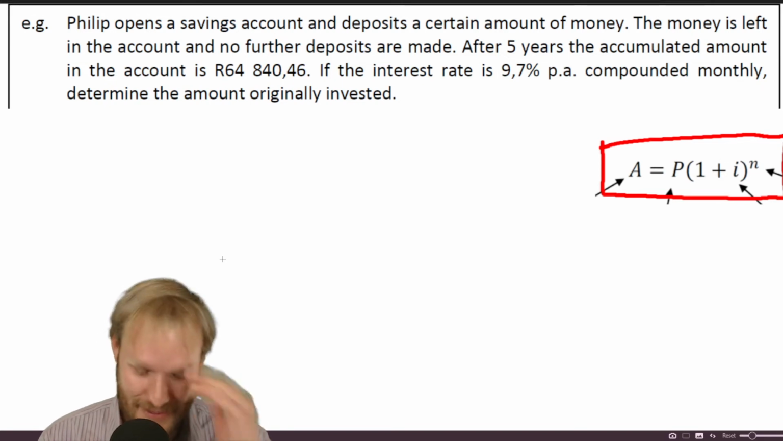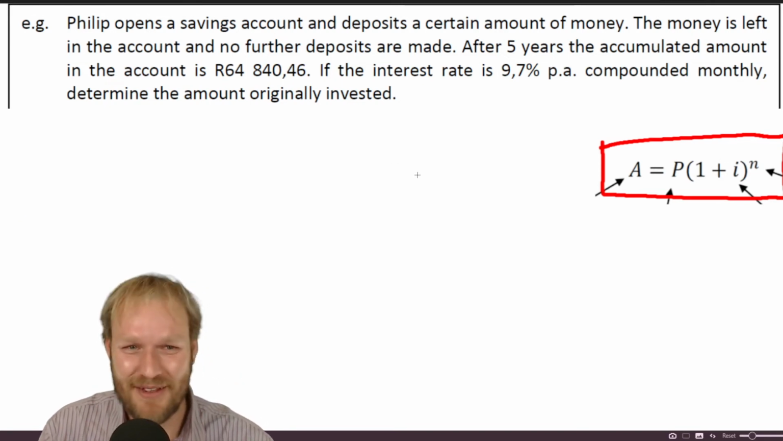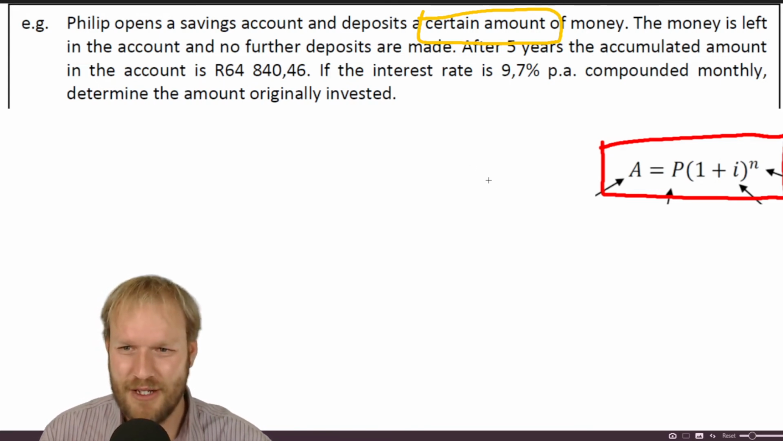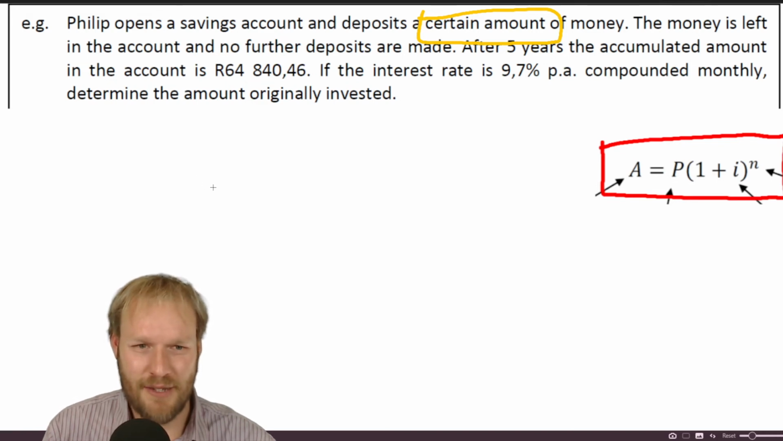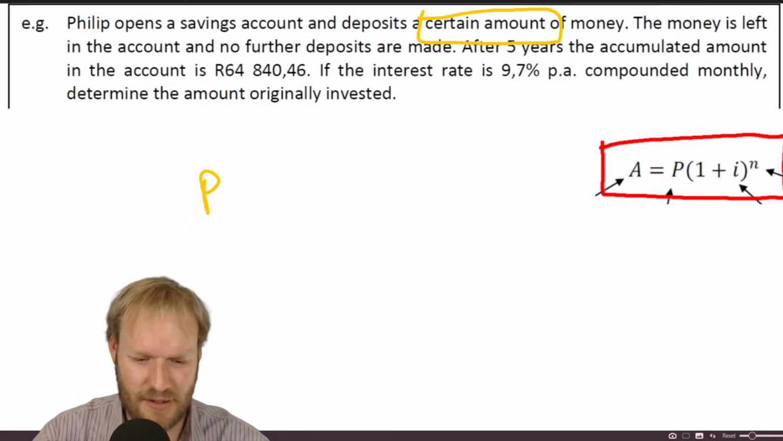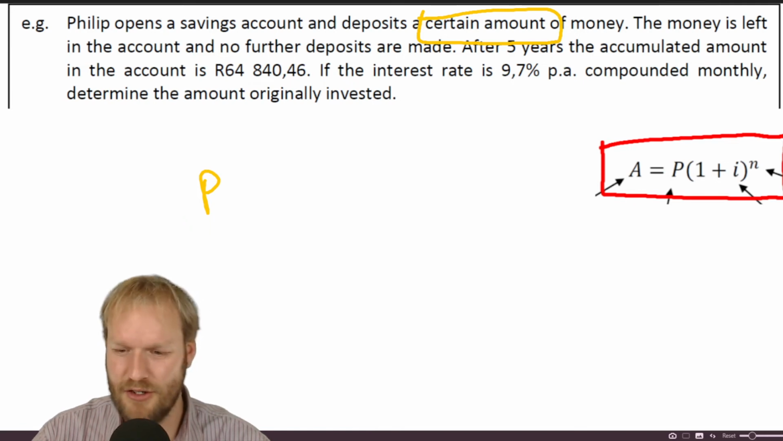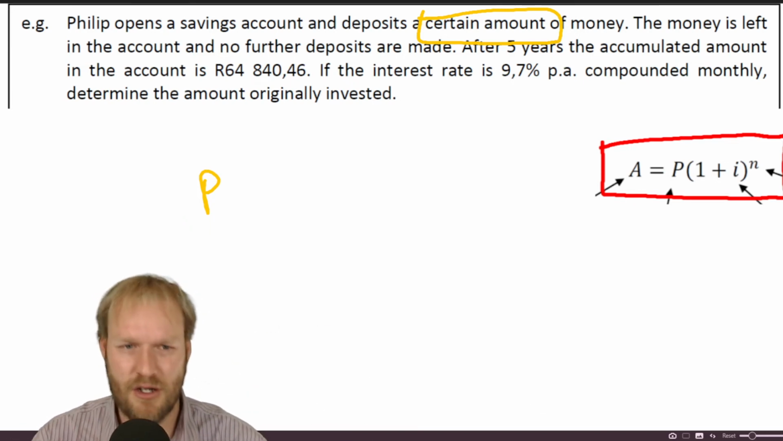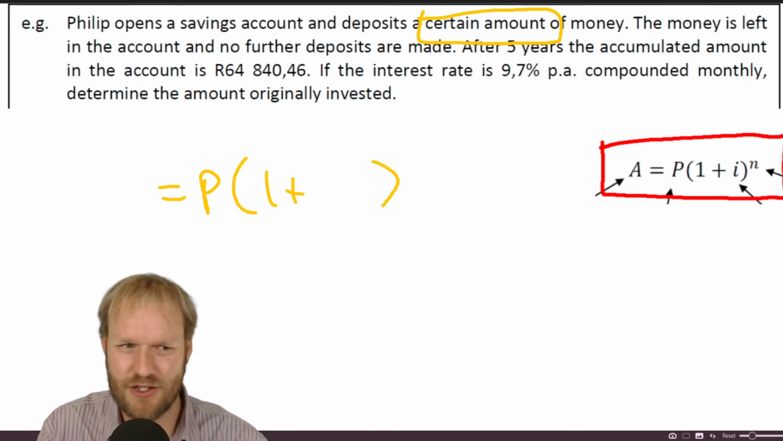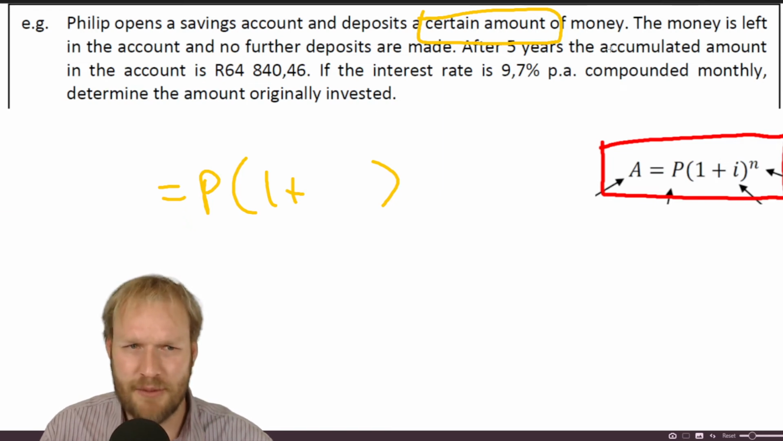So there's the formula, and now let's plug in the bits we know. He deposits a certain amount of money. We don't know how much money has been put in, right? So why don't we just say that our P amount is P. We don't know what it is. And the money left in is going to accumulate interest. So as we go along, we've got 1 plus, and I'm just filling in the equation so far. The money is left in the account, nothing.